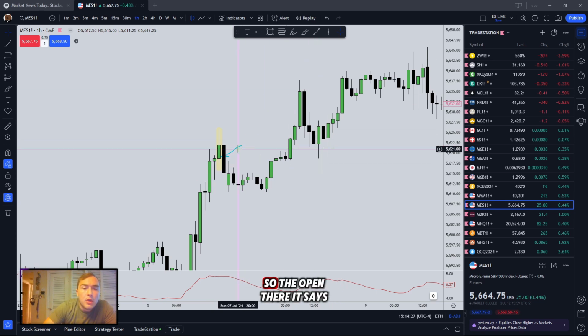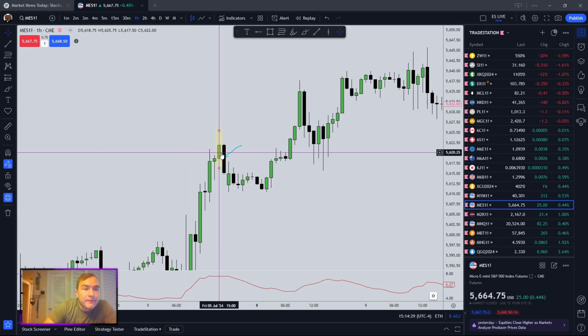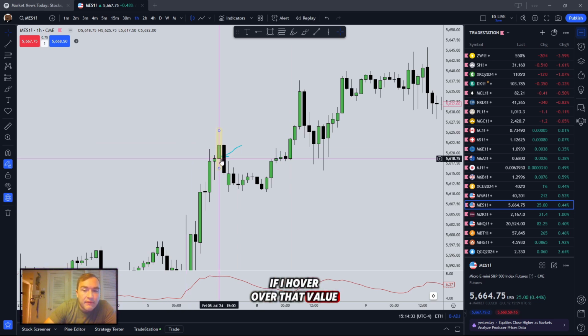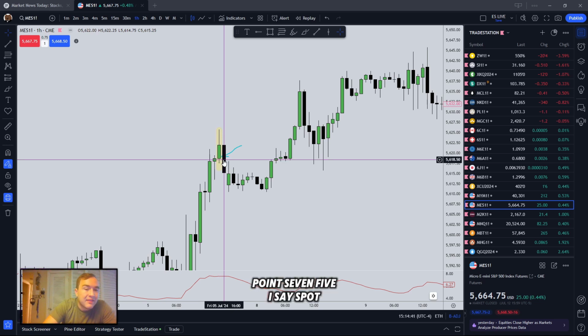Okay, so the open there, it says 5,618.75. Well, if I hover over that value there on my cursor, look at the right side of my screen, and do you see how that says 5,618.75? I say spot 75. It's like a British way of saying it. I don't know why I say it that way, but I do.